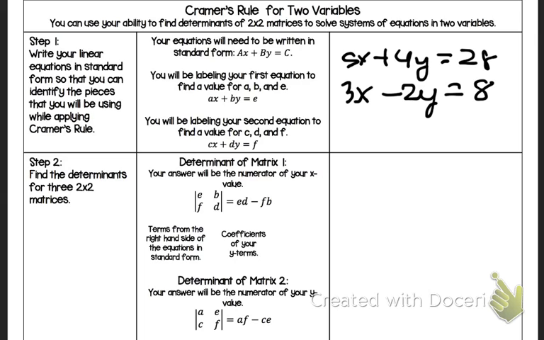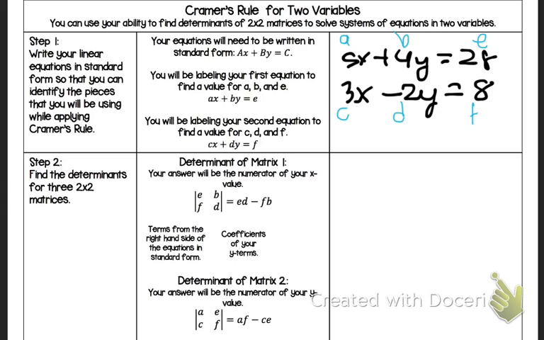So for this one, our small a value is going to be this, b is going to be this, that's an a, and then e is going to be this, is 28, c is going to be 3, d will be negative 2, and f will be 8. Okay, so the first thing we need to do is find the determinant for matrix 1.